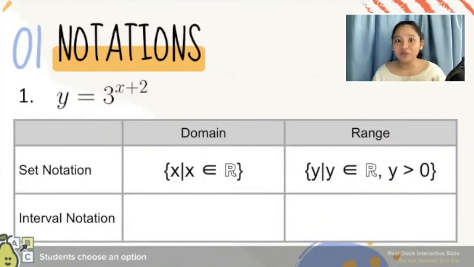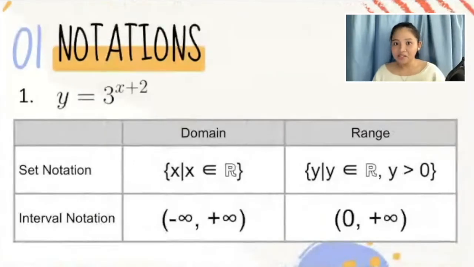Knowing the set notations for the domain and range, how do we determine the interval notations for the domain and range? Time's up. The correct answer is to express this as negative infinity to infinity for your domain, and then for your range, 0 and then positive infinity.